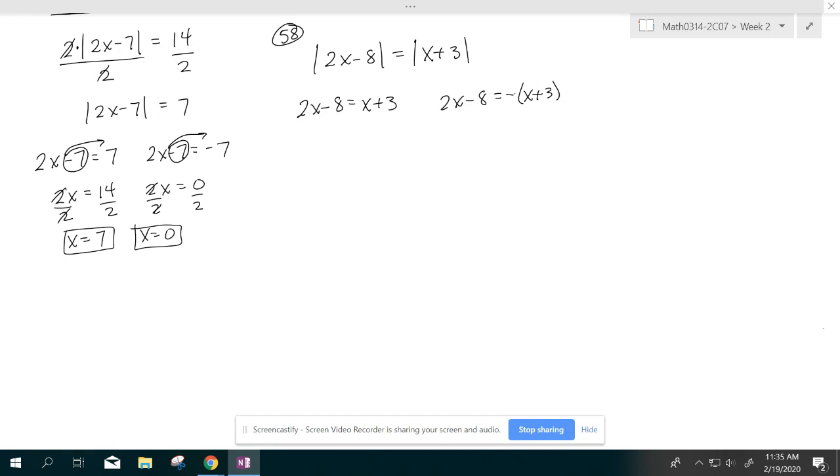Now, why did I put it in parentheses? Yeah, so I won't forget to distribute, because that whole thing has to be negative, which means the negative applies to every term. And then I can distribute the negative, okay? So we're going to have 2x minus 8 equals negative x minus 3. And we're going to have 2x minus 8 equals x plus 3. Y'all see that? We now have the two equations.